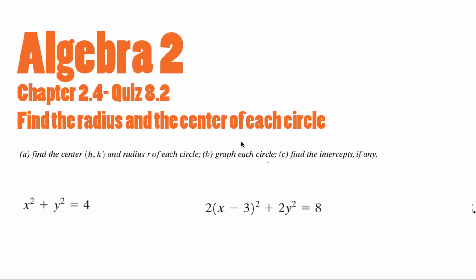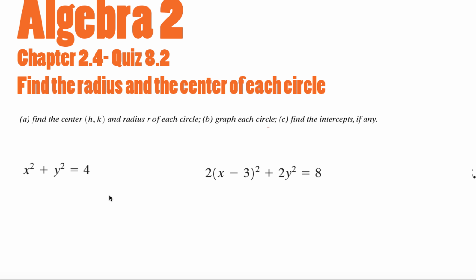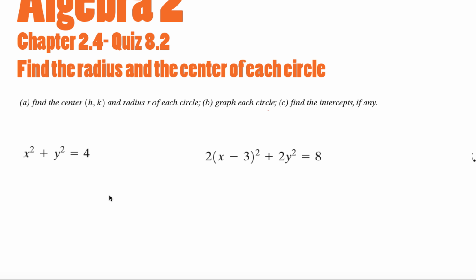In this video, we have to find the radius and the center of each circle, graph each circle, and find the intercepts, if any. Now, I'm only going to graph one circle, but we will find the rest. This video is going to take a while, because there are 4 examples that I want to cover. They're all different, and they all have their complexity. So let's start with the simplest one, x squared plus y squared equal to 4.